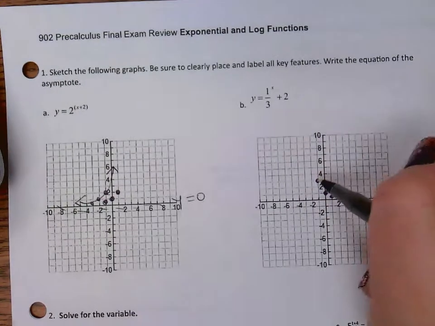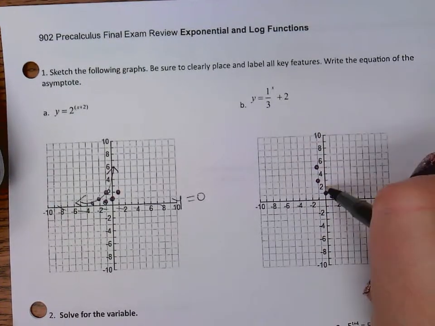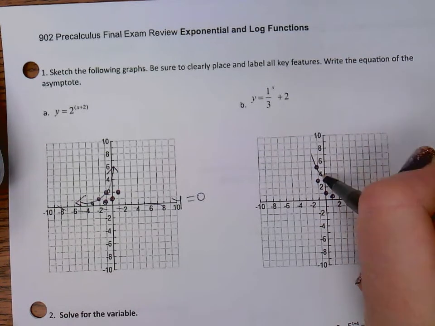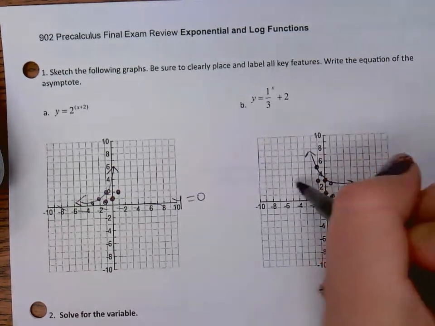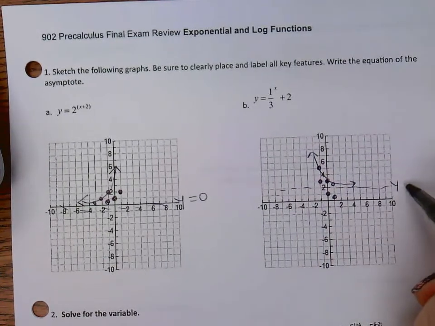And then I'm going to shift all of those points up 2 this time. And the other thing that's going to get shifted up 2 is my asymptote. So now my asymptote is at y equals 2.